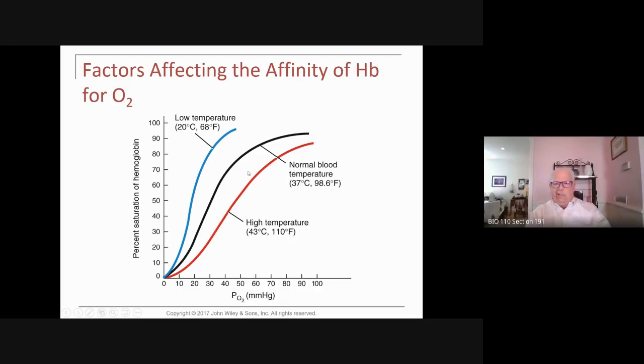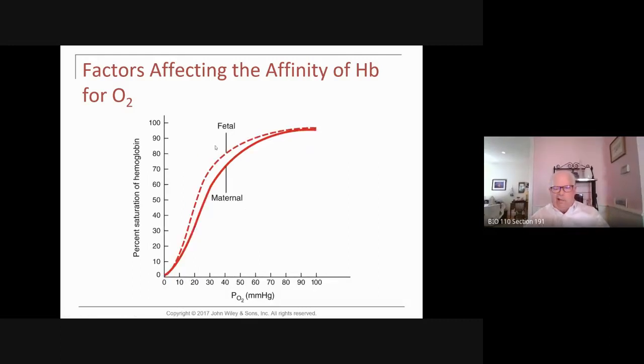And what about temperature? If you have a high temperature, your tissues need oxygen, and you will have a lower amount of hemoglobin holding on to oxygen. When your temperature is cold, you will have a higher amount of oxygen on hemoglobin. So that's how these things affect the affinity for hemoglobin and oxygen.